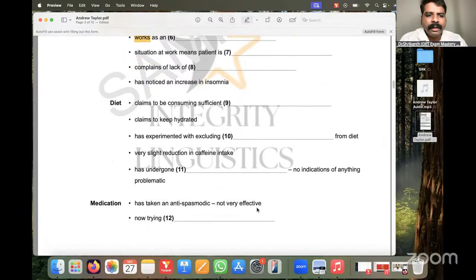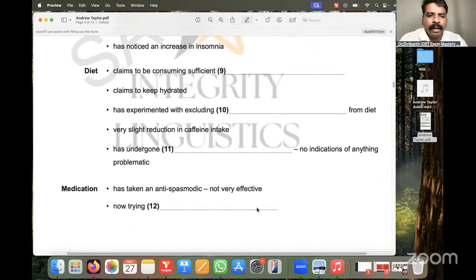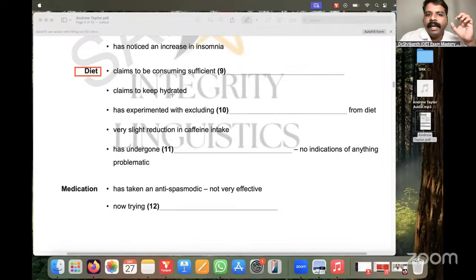Now let's come to the ninth question over here. Okay, so here everything is related to the diet of the patient. All right, so let's take a look into the patient's diet. So patient's diet claims to be consuming sufficient. Right. Now, as you can see over here, the patient is claiming. That means the patient is saying that they are consuming. So consuming basically means what? Taking. Okay. So here, what is the patient taking? Okay, and this is related to diet, right?